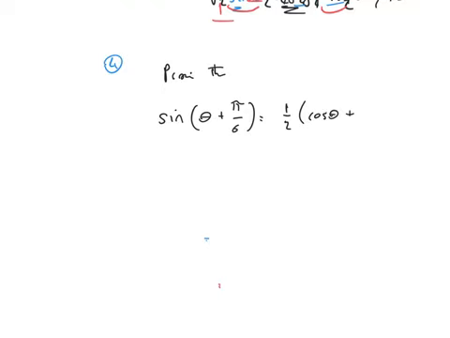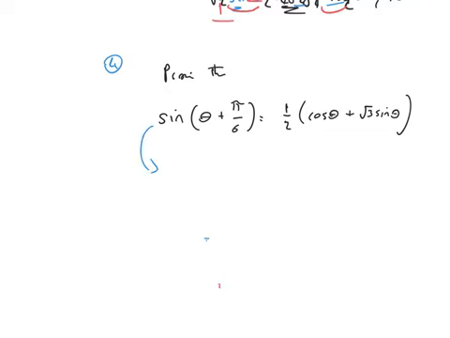Okay, let's try another one. Right, this time we're going to try and prove that sine theta plus pi over 6 can be written as 1/2 bracket cos theta plus root 3 sine theta. That may look as if it's quite challenging to do, but what I would recommend is that we just take one step at a time and follow what we know. So what I'm expected to do then is expand that out.